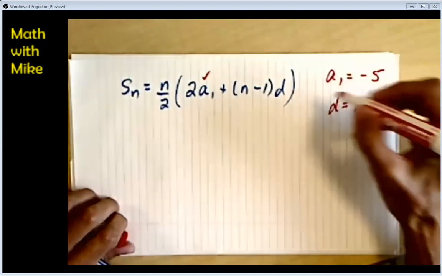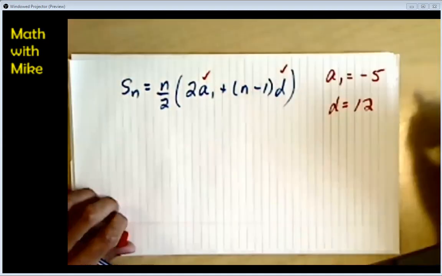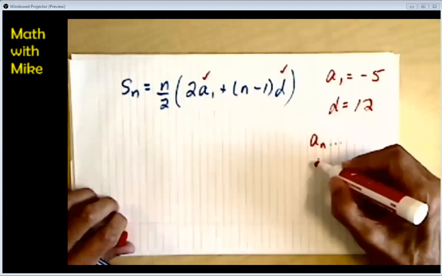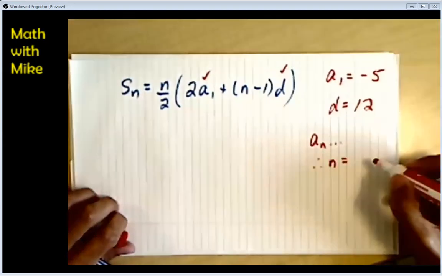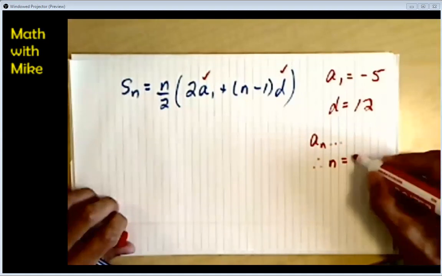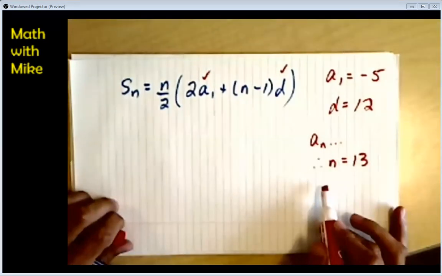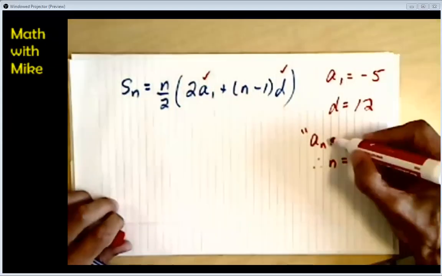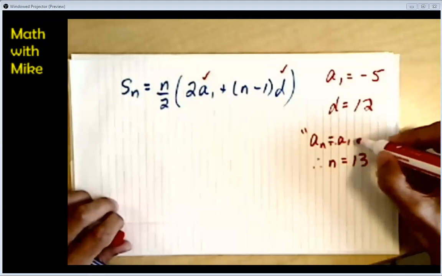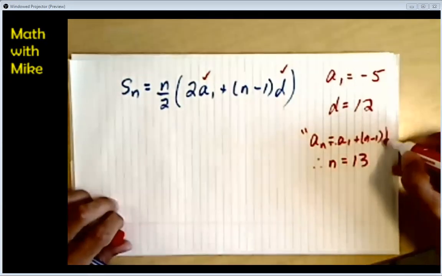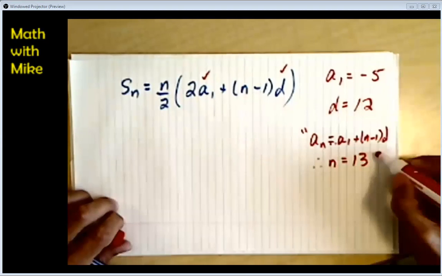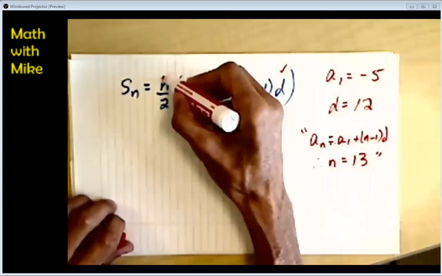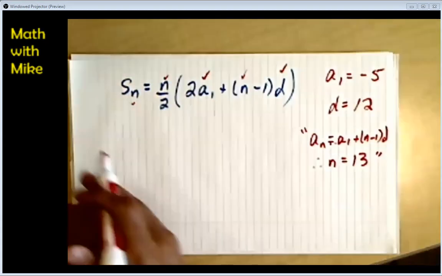You can do that before. We got D. And I'm going to say from A n blah, blah, blah, therefore, we get n is equal to 13. So we don't have n directly, but we do a n is equal to a1 plus n minus 1 times d. So we get n is 13. So we have a value for n now as well. A value for n, value for n. Nothing but numbers.